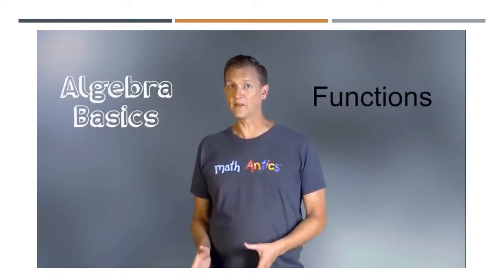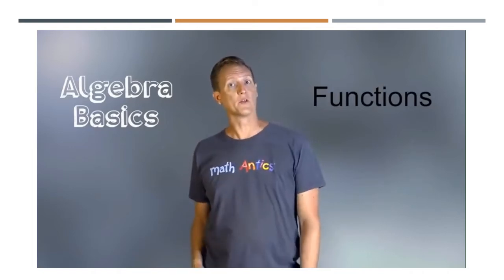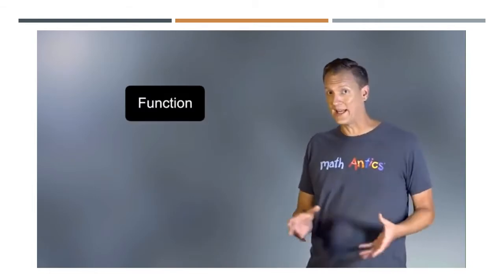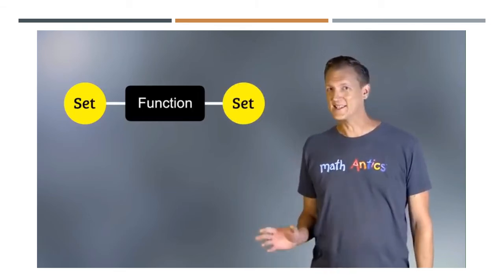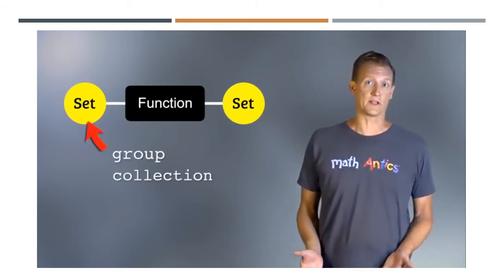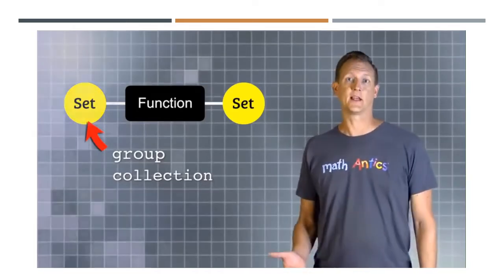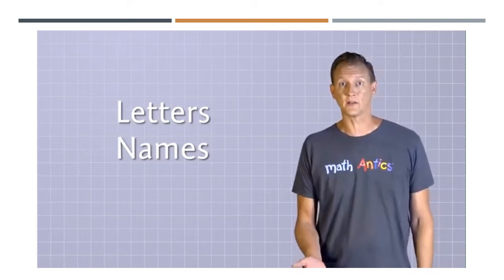Outside of the realm of math, the word function simply refers to what something does. But in math, the word function has a more specific meaning. In math, a function is basically something that relates or connects one set to another set in a particular way. A set is just a group or collection of things. Often it's a collection of numbers, but it doesn't have to be. A set could be a collection of other things like letters, names, or just about anything.